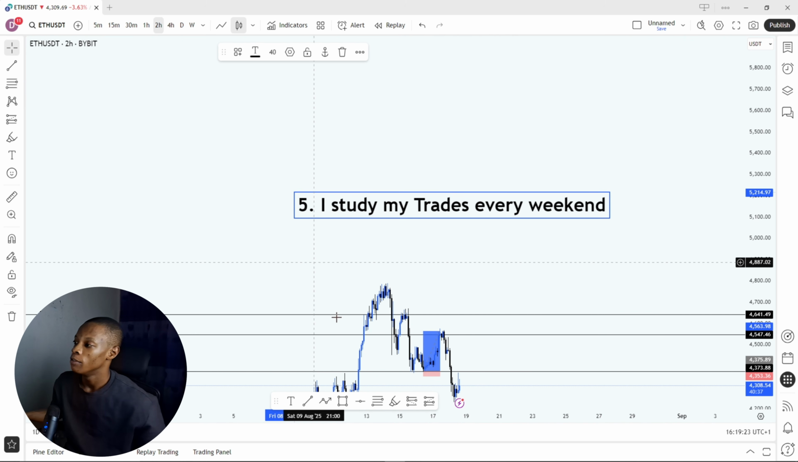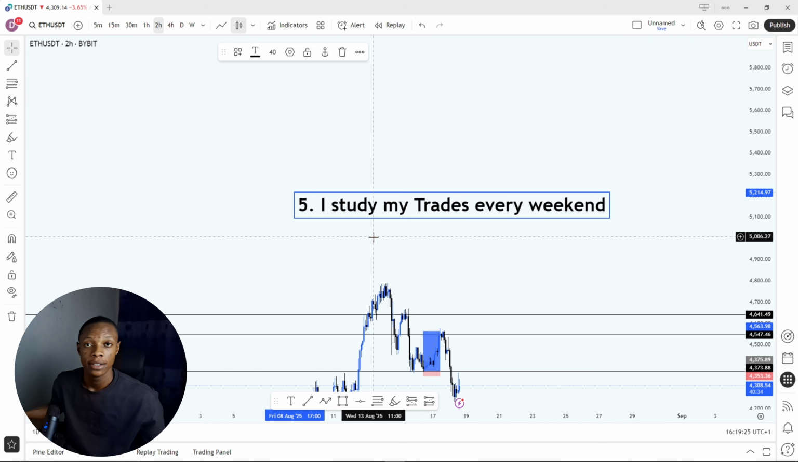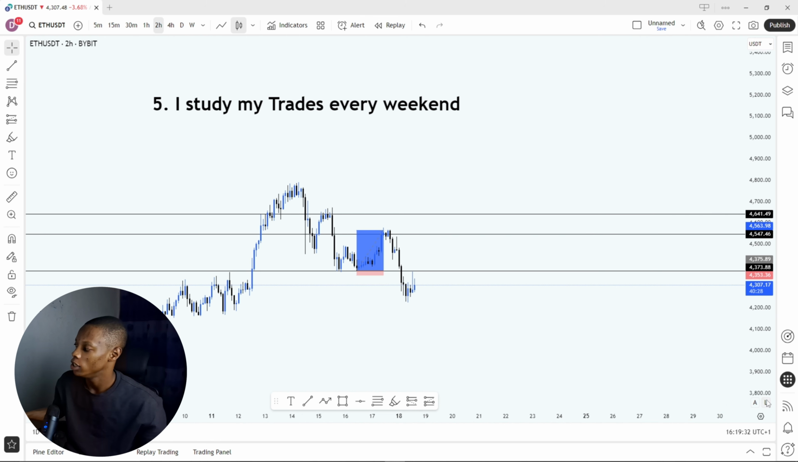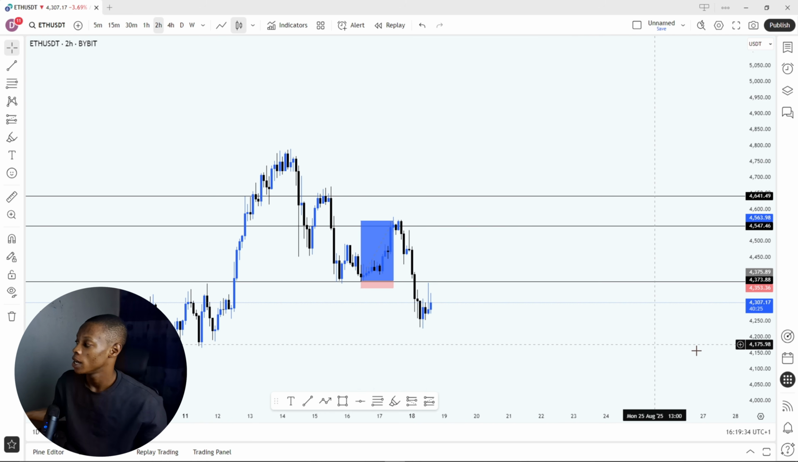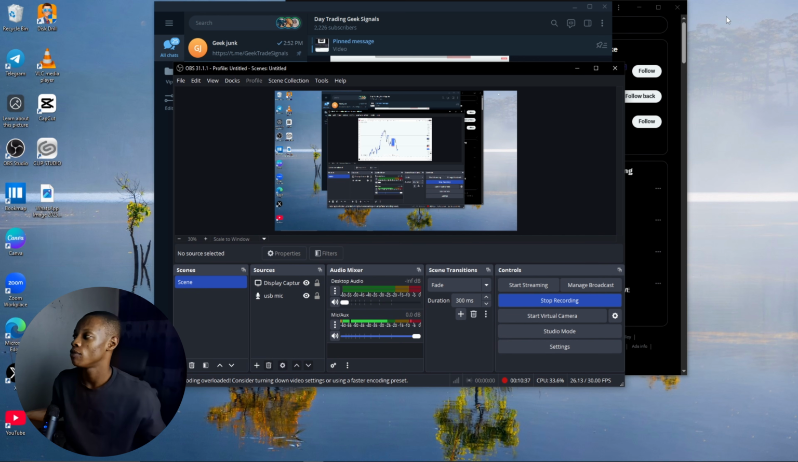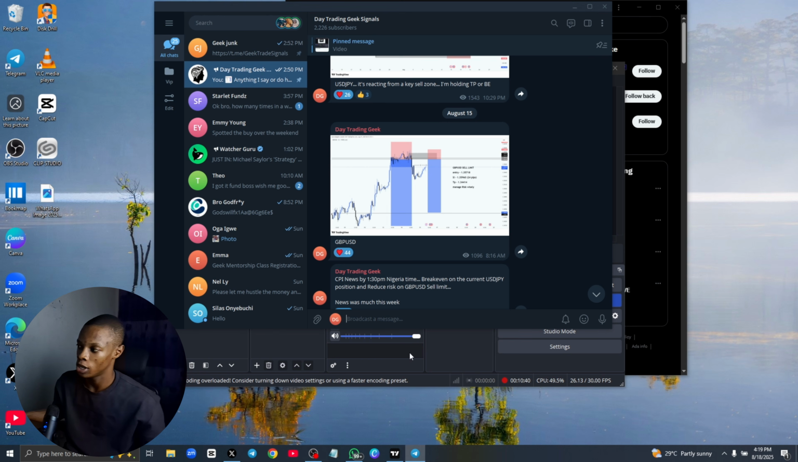Now, 15 is I study every single weekend. Every single weekend. This very weekend, I also did some study. And when I was doing that study, that was when I caught this very buy on ETH, which is a crypto pair. You know, crypto works on weekend. That was when I caught this very buy on the ETH. And many of you are gonna say, hey, where's the setup? You keep showing up the trade.